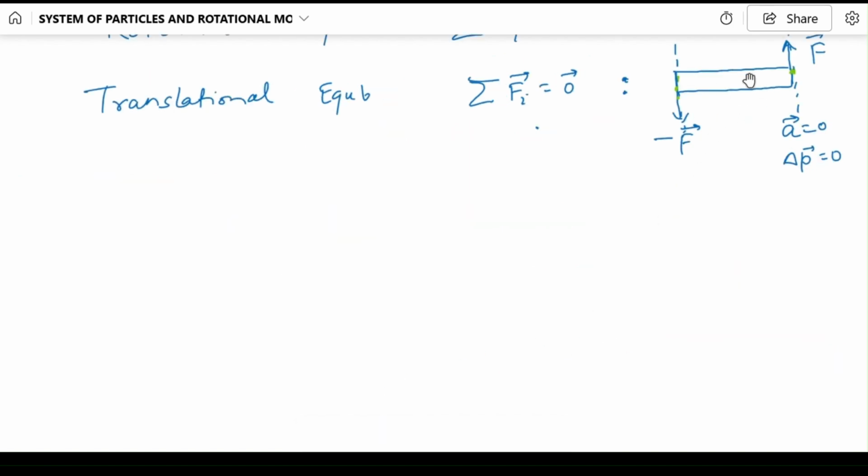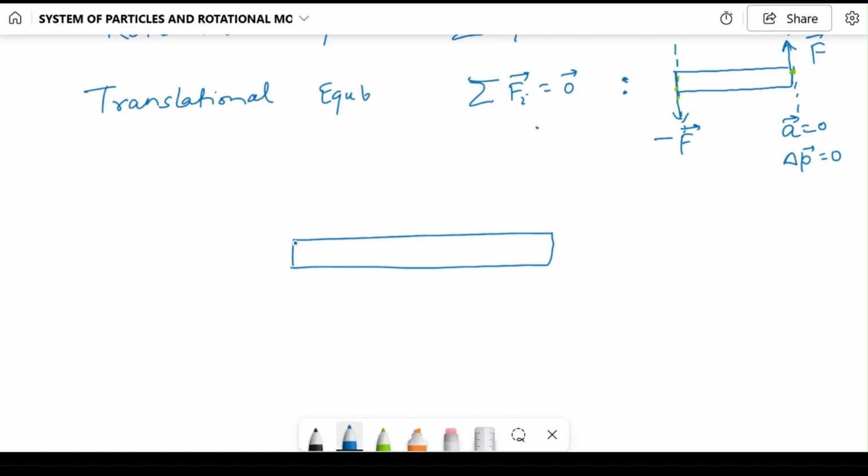Let me carry forward this situation. So here we have the body and this is force acting here in this direction and this is force in this direction. Okay, so there will be torque. And if we are talking about torque about this point, let's say this is a point about which we are going to say what is the torque of this body. So due to this force, there will be torque here, and due to this force, there will be torque here.